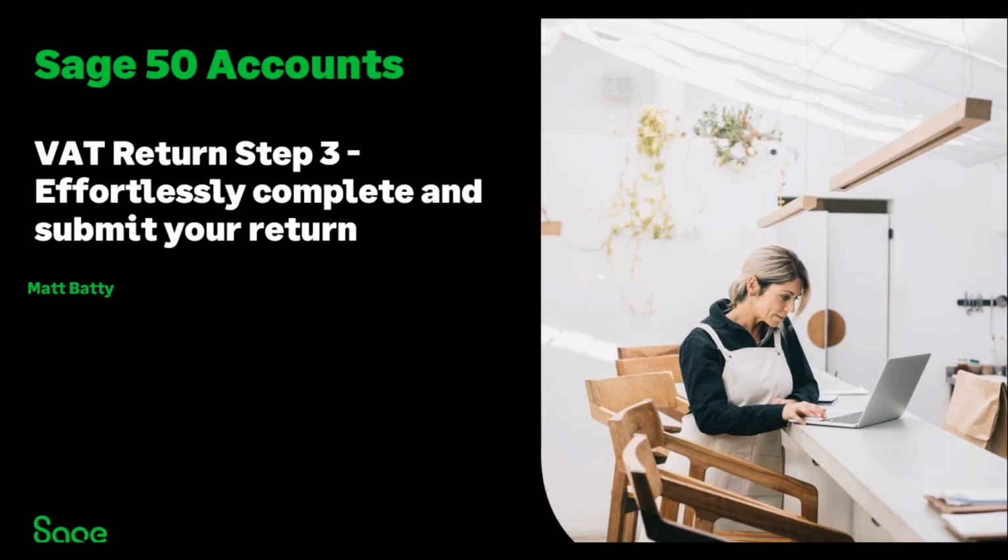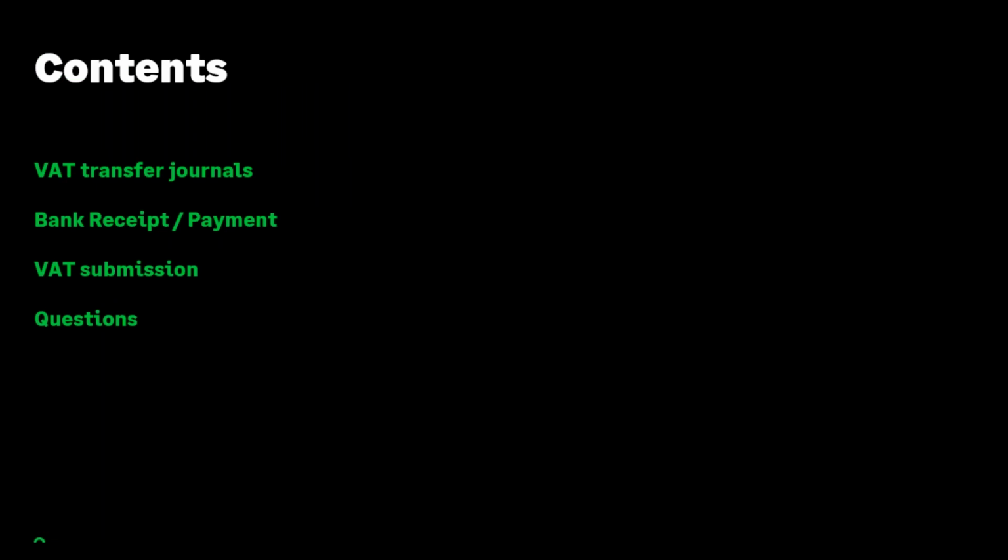What are we going to be looking at first off? What's the itinerary for this session? Well, we're going to be looking at manually and automatically submitting VAT transfer journals. What are they? What does it entail? We're going to be looking at the bank receipt and the bank payment that you may have to do as well at the end of reconciling your VAT, finding out what your liabilities are.